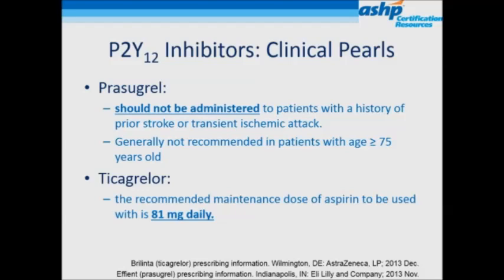With ticagrelor, this is also a box warning. It can't be used with higher doses of aspirin beyond an initial one-time loading dose of 325 in the cath lab. But for chronic use of aspirin, it has to be less than 100, which in the United States is 81 milligrams of aspirin. Okay, so you can't use high-dose aspirin if you're on ticagrelor.